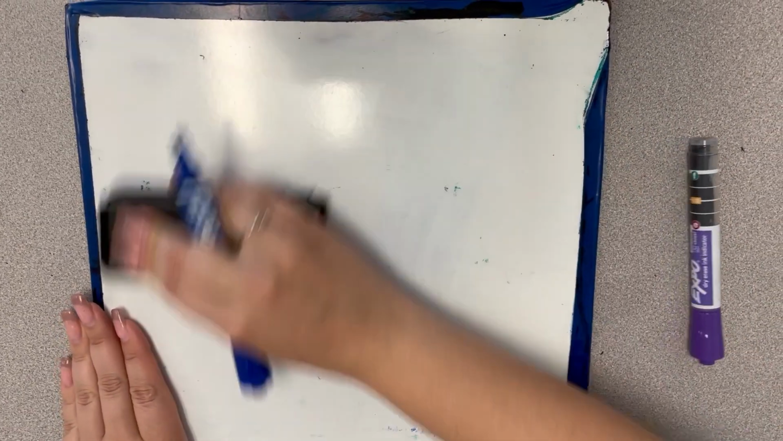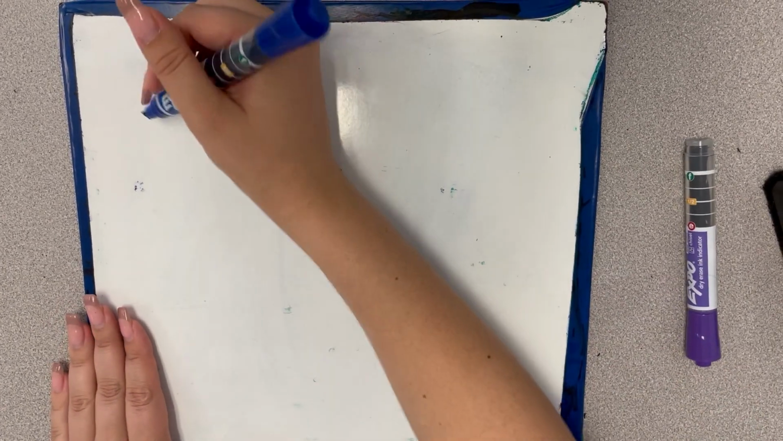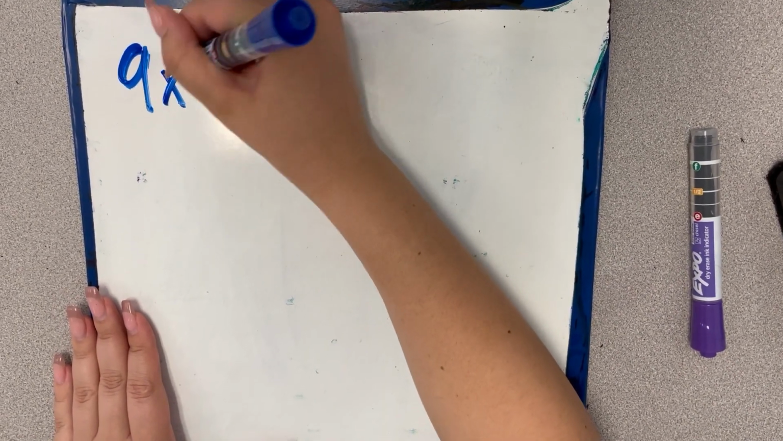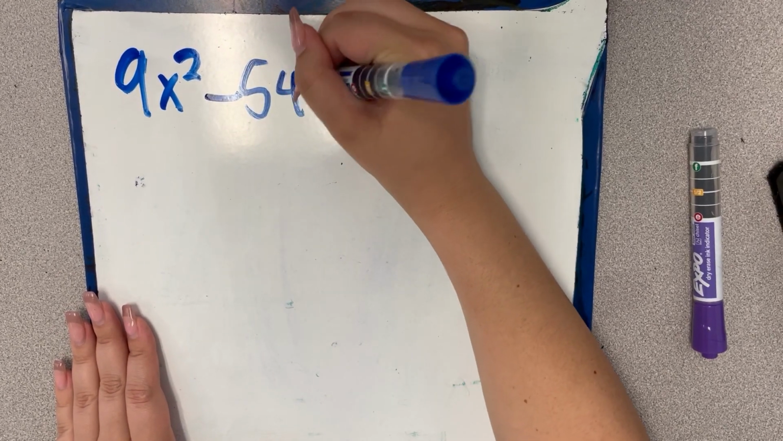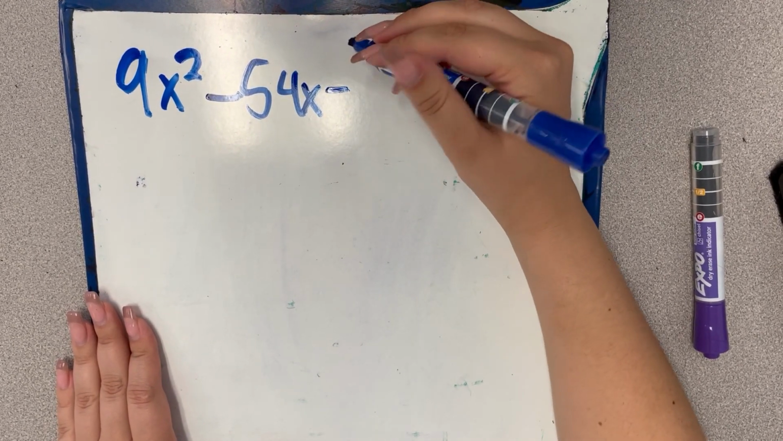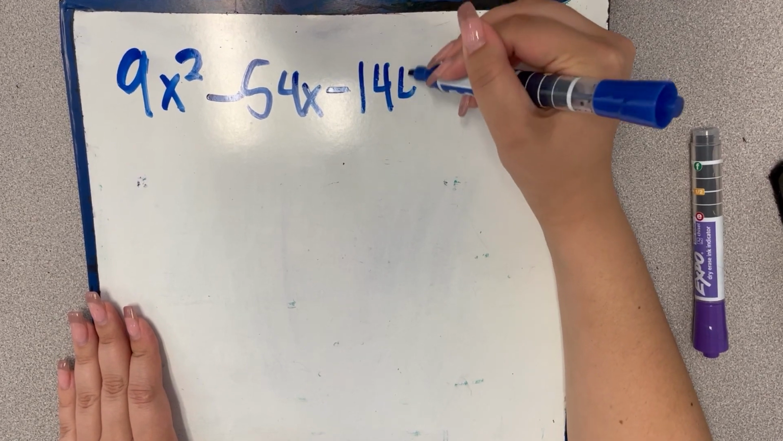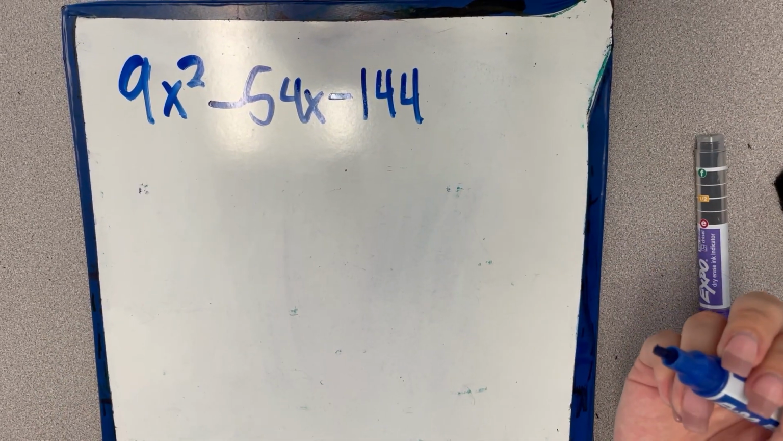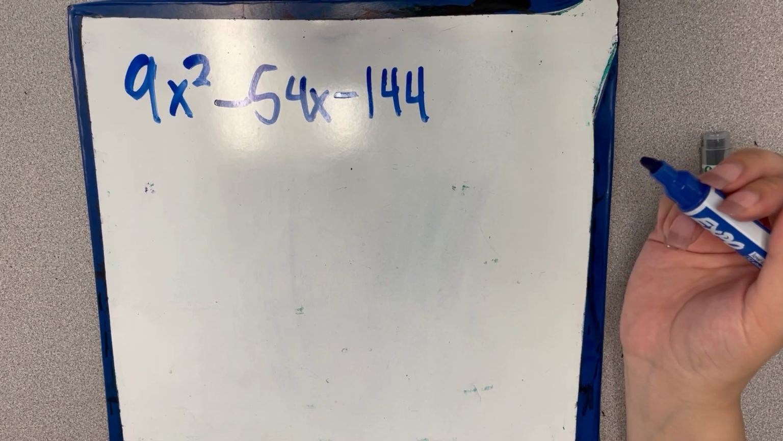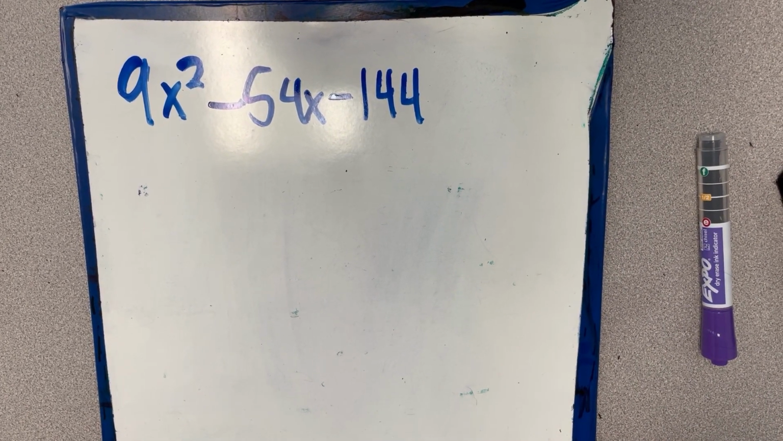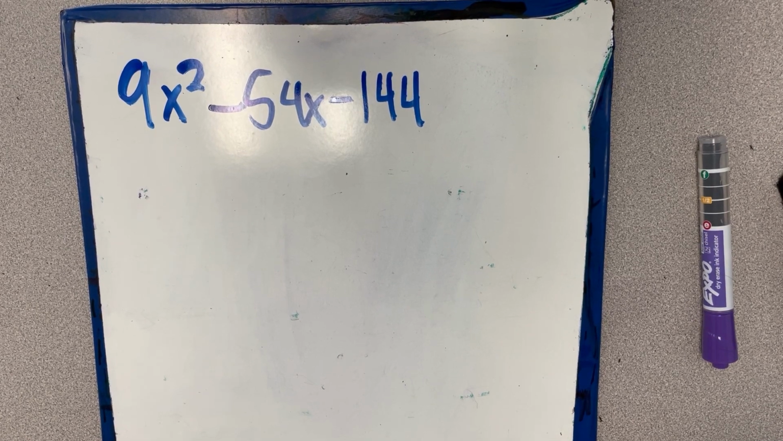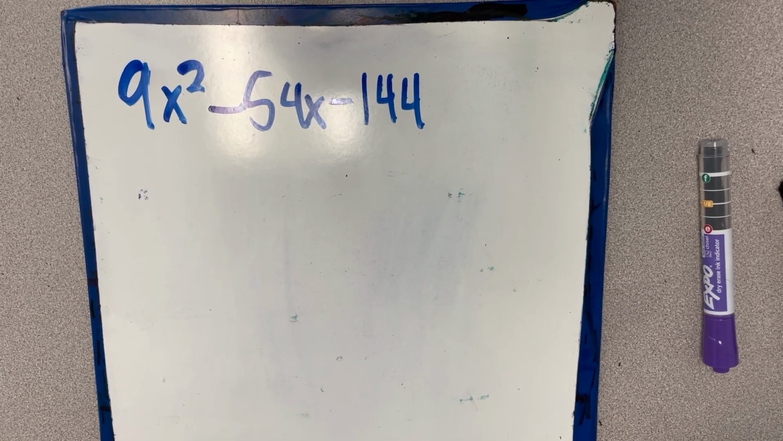For question number 6, we are going to be looking at the problem 9x squared minus 54x minus 144. This question is asking us, where x is the number of units sold of a product, how many units of product does the company need to sell in order for the net income to equal 0?